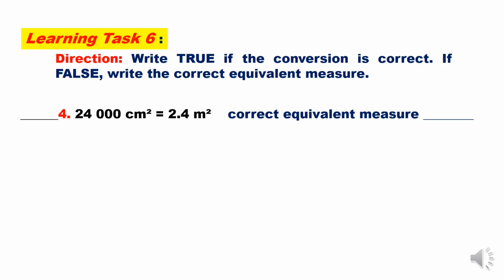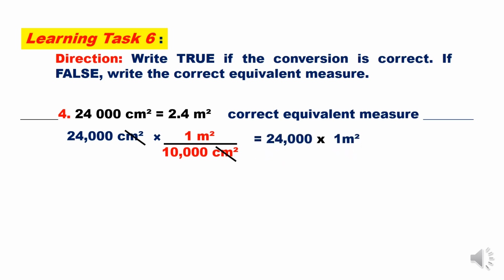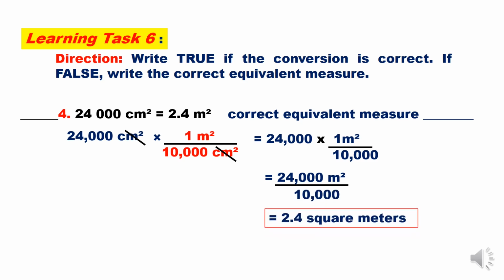Number 4. 24,000 square centimeters equals 2.4 square meters. Let's find out. I-multiply sa conversion. Ang denominator is 10,000 square centimeters. Ang numerator ay 1 square meter. Cancel. I-multiply. Then, i-divide sa 10,000. Then, 24,000 square meters divided by 10,000 equals 2.4 square meters. Therefore, this is also true.